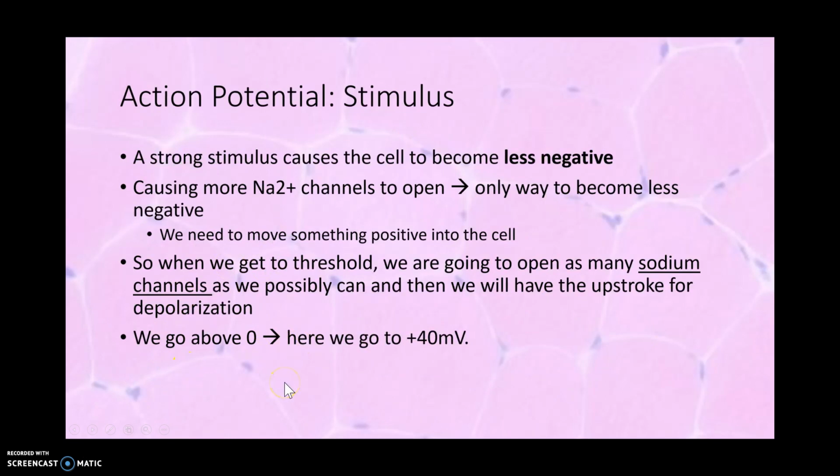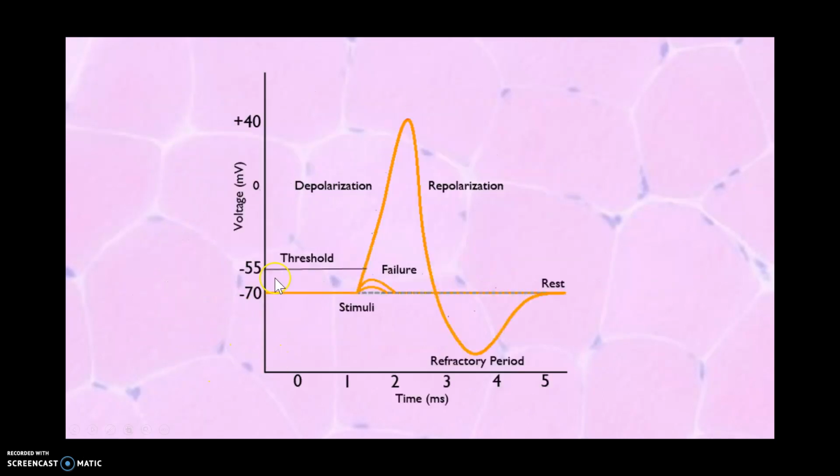Okay, so when we talk about the stimulus that has to hit the cell, a strong stimulus causes the cell to become less negative. So if we hit this cell with a strong stimulus, this cell will become less negative, and then it will turn positive. So what does the stimulus do? When the stimulus acts upon the cell membrane, we're going to cause more sodium channels to open, becoming less negative. And because sodium is a positive ion, the more positive ions that rush into the cell, that's why we're becoming less negative and more positive. Because sodium, again, is a positive ion.